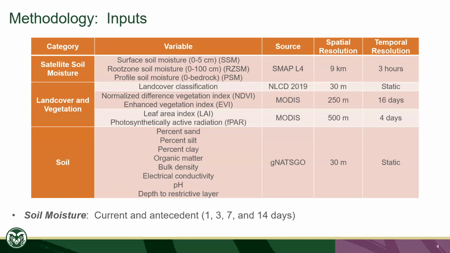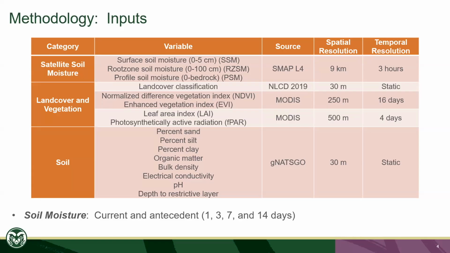We started by using satellite soil moisture data from SMAP. We're using the level 4 products, which are the merging of the SMAP brightness temperature information with the model. We use the surface soil moisture 0 to 5 centimeters, as well as root zone and profile soil moisture data. We also feed in not just the current soil moisture as a potential predictor variable, but also antecedent soil moisture leading up to each date. So we use 1, 3, 7, and 14-day soil moisture values.